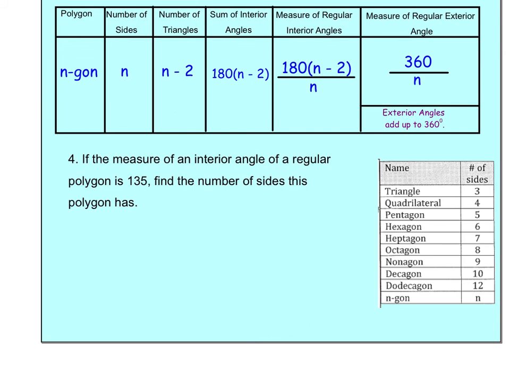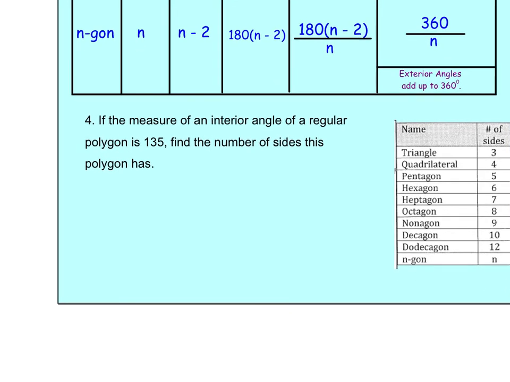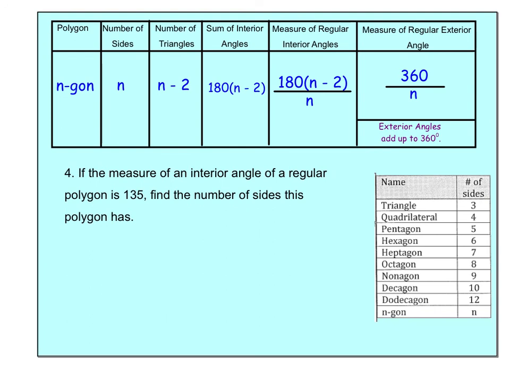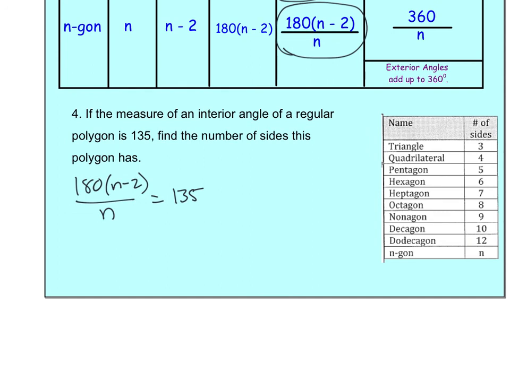Now, if the measure of an interior angle of a regular polygon is 135, find the number of sides that it has. I'll show you 2 ways to do this. One way is to solve n minus 2 times 180 over n equals 135. Then you have to do some algebra, and you have to be a little clever. So I'd multiply both sides by n. That cancels out.